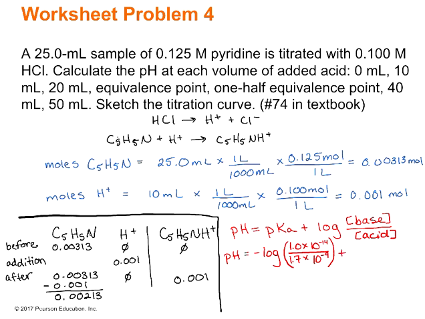Okay, and then we're just going to add the log of the amount of base, which was 0.00213, over the amount of acid, which was 0.001. So if we plug that into our calculators, we should get a pH value of 5.56.